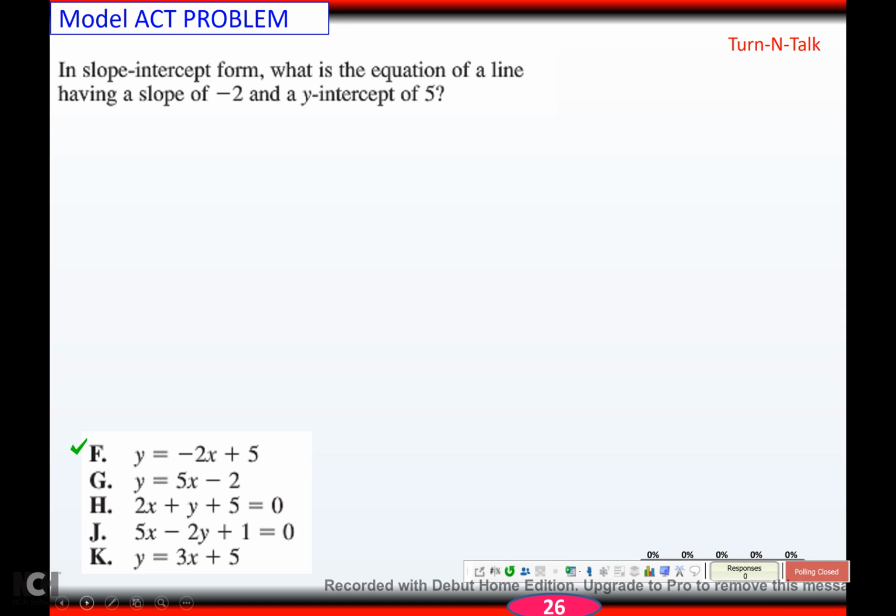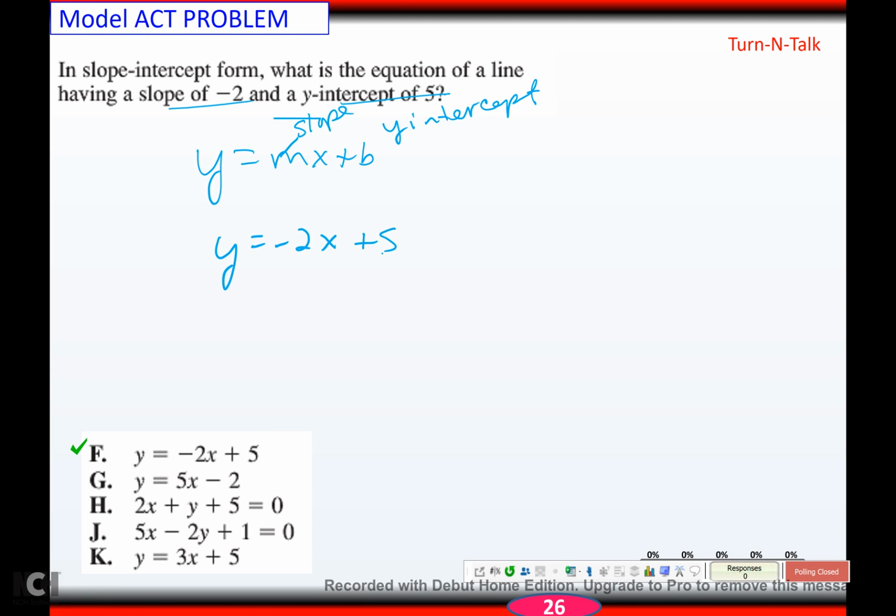Alright, in slope-intercept form, so that's y equals mx plus b, where m is your slope and b is your y-intercept. It gives me the slope, so I put that next to x, and it gives me the y-intercept, so I put that on the end. Done.